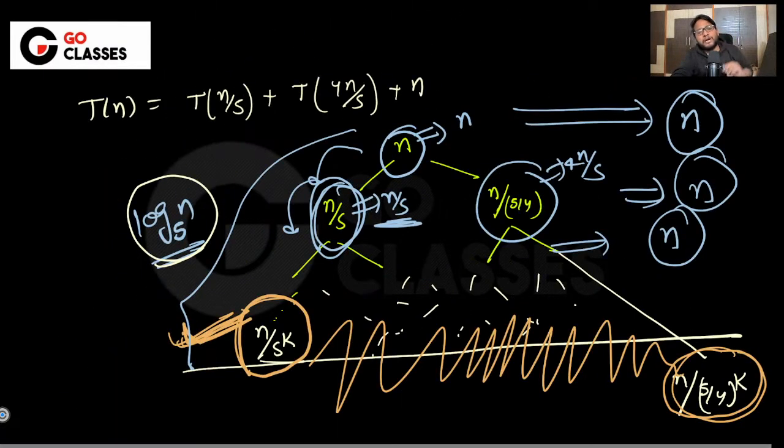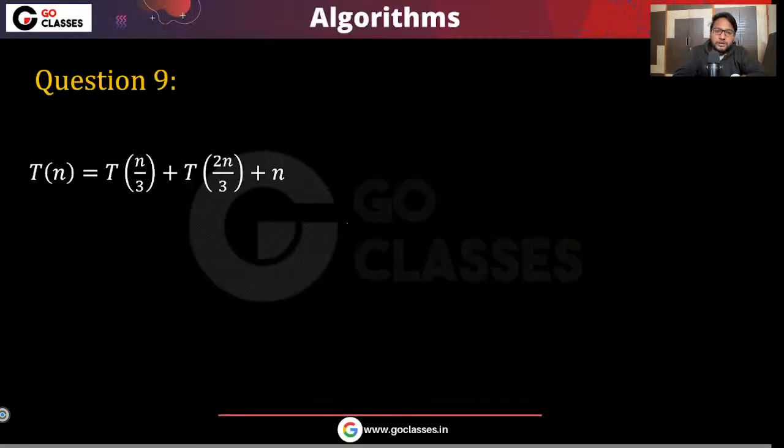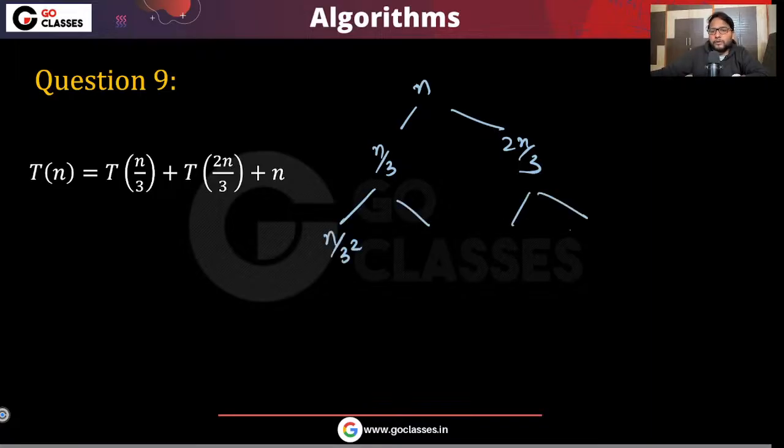How? Let me divide. Maybe you can try solving this particular question first, and then see if you are able to answer it. So what to do here? You will say this n will get divided into n by 3 and 2n by 3. Then n by 3 squared and so on, and 2n by 3 into 2 by 3 squared. So basically you are dividing by 3, or multiplying by 2 by 3.